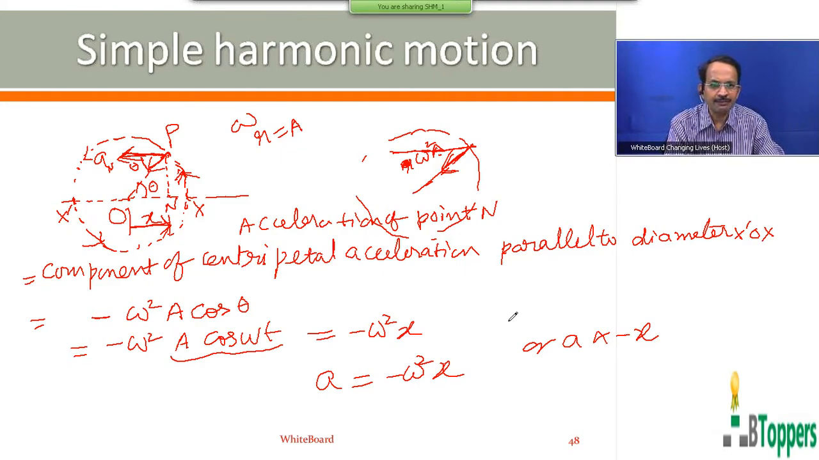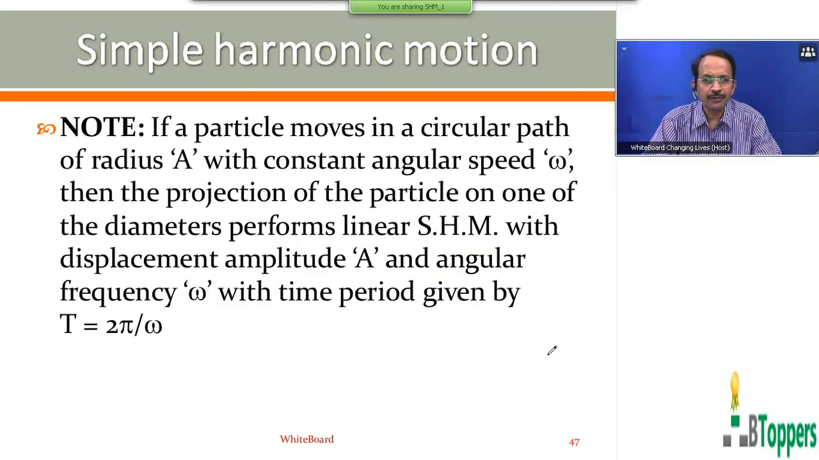So finally, the conclusion of my discussion, which I have already shown in the beginning, I want to show again. I want to solve some problems using this reference circle method also. Look at the conclusion again.